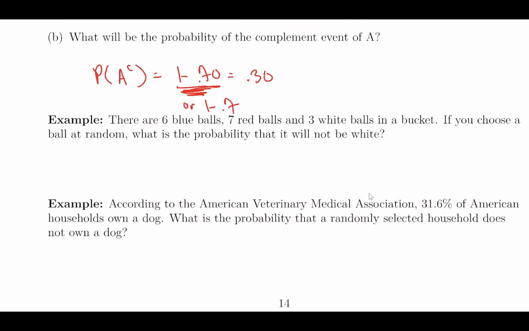All right. So if you look at this next example, it said there are 6 blue balls, there are 7 red balls, there are 3 white balls in a bucket. If you choose a ball at random, what is the probability that it will not be white? All right. So first, let's go ahead and find the total balls.